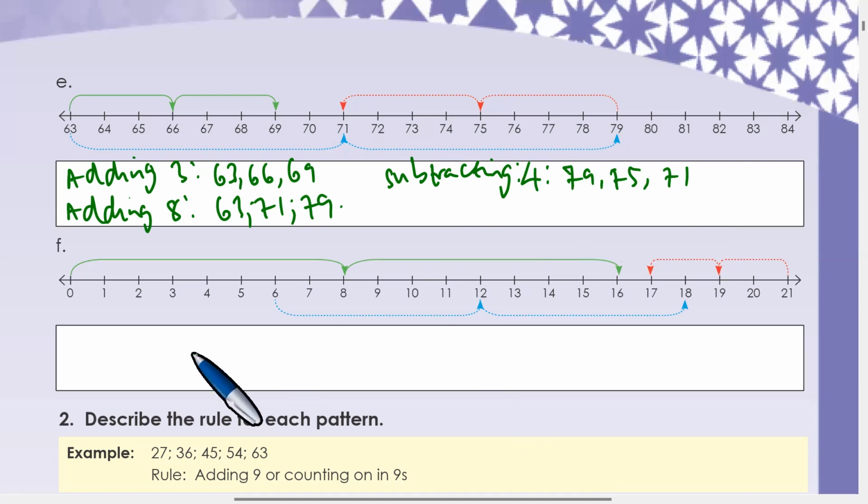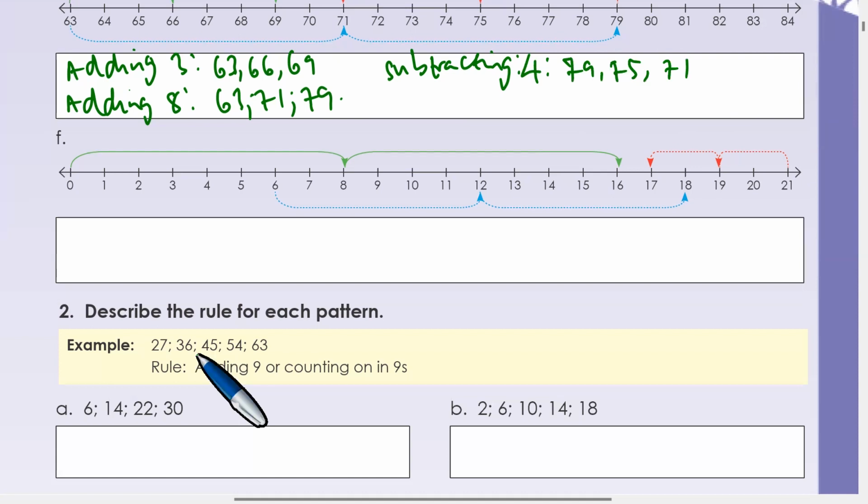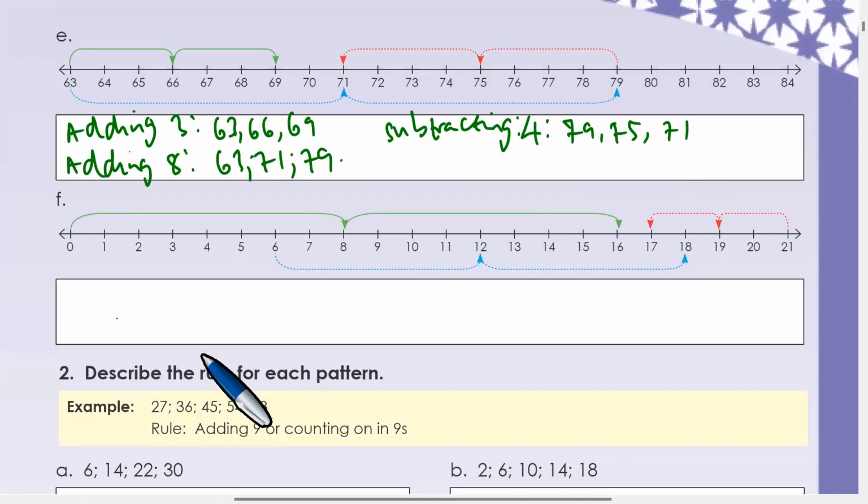Okay, the last one is F. What do you think is happening with the green in F? We are adding 8. Well done. So if we're adding 8, then we start with the smallest one. What is the smallest one? It's 0. Then we add 8, it becomes 8. Add 8, it becomes 16.